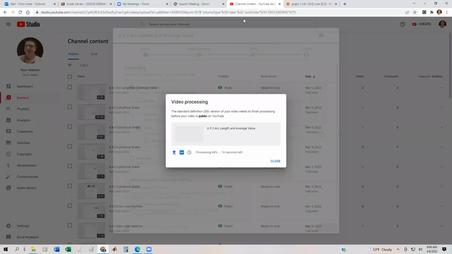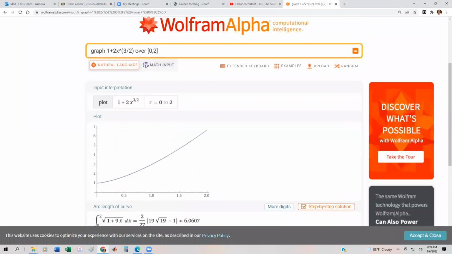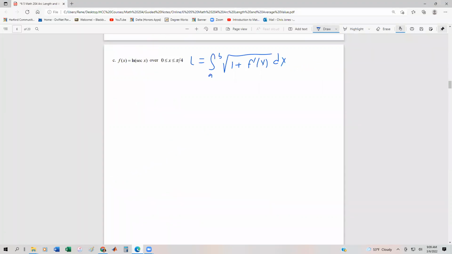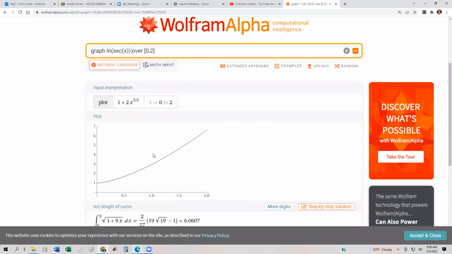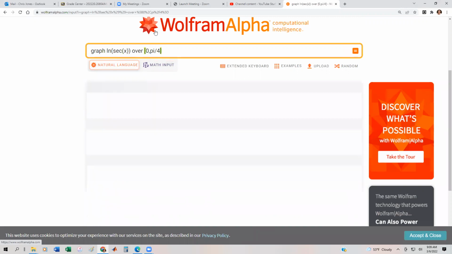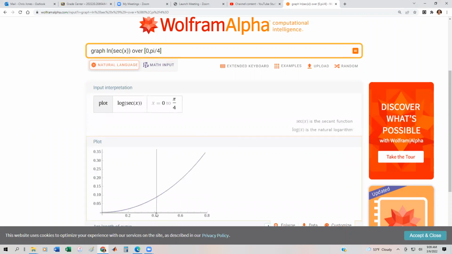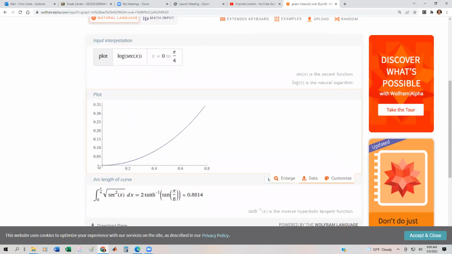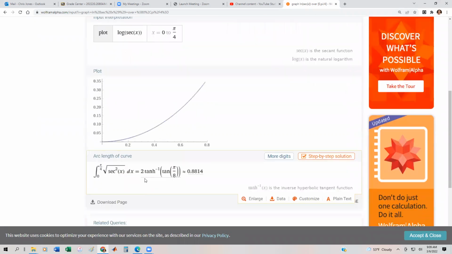All right, so we'll go to Wolfram Alpha, and we're going to graph our ln of sec x, and the domain was from 0 to pi over 4. And our graph isn't going to be all that spectacular. In fact, it kind of looks like the one that we just did. And it also gives us the length of the curve.